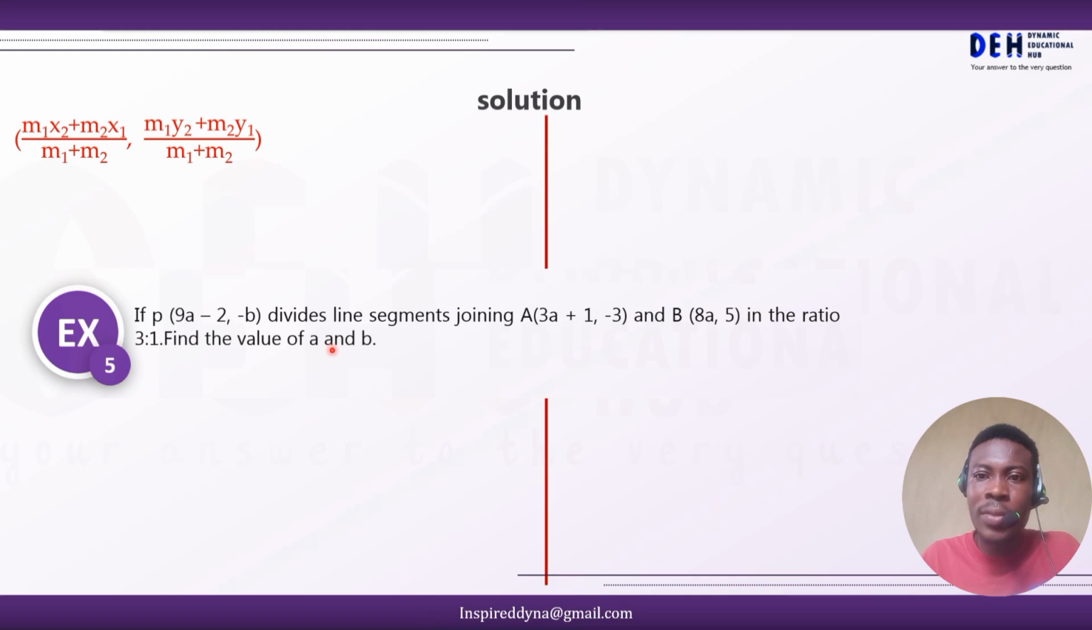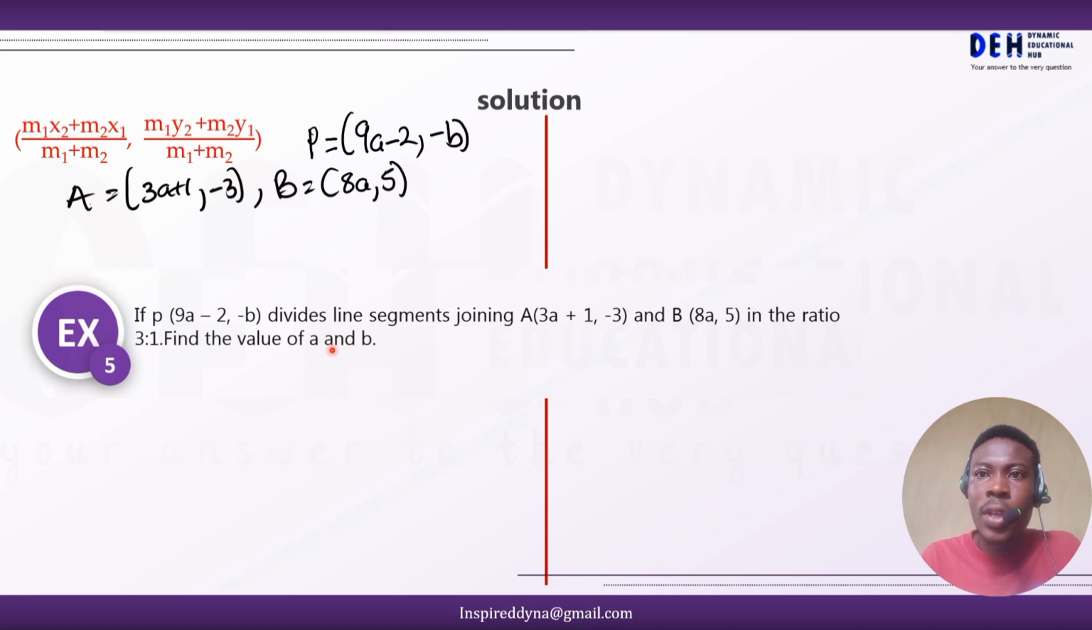Let's write the parameters given in the question. If you look at the question very well, we have P, which is a point on the line, is 9a minus 2, minus b. We also have A, which is the starting point of the line, 3a plus 1, minus 3, and we have B, which is equal to 8a, 5. And we have a ratio. Let's use small letter r to represent the ratio, which is 3:1.